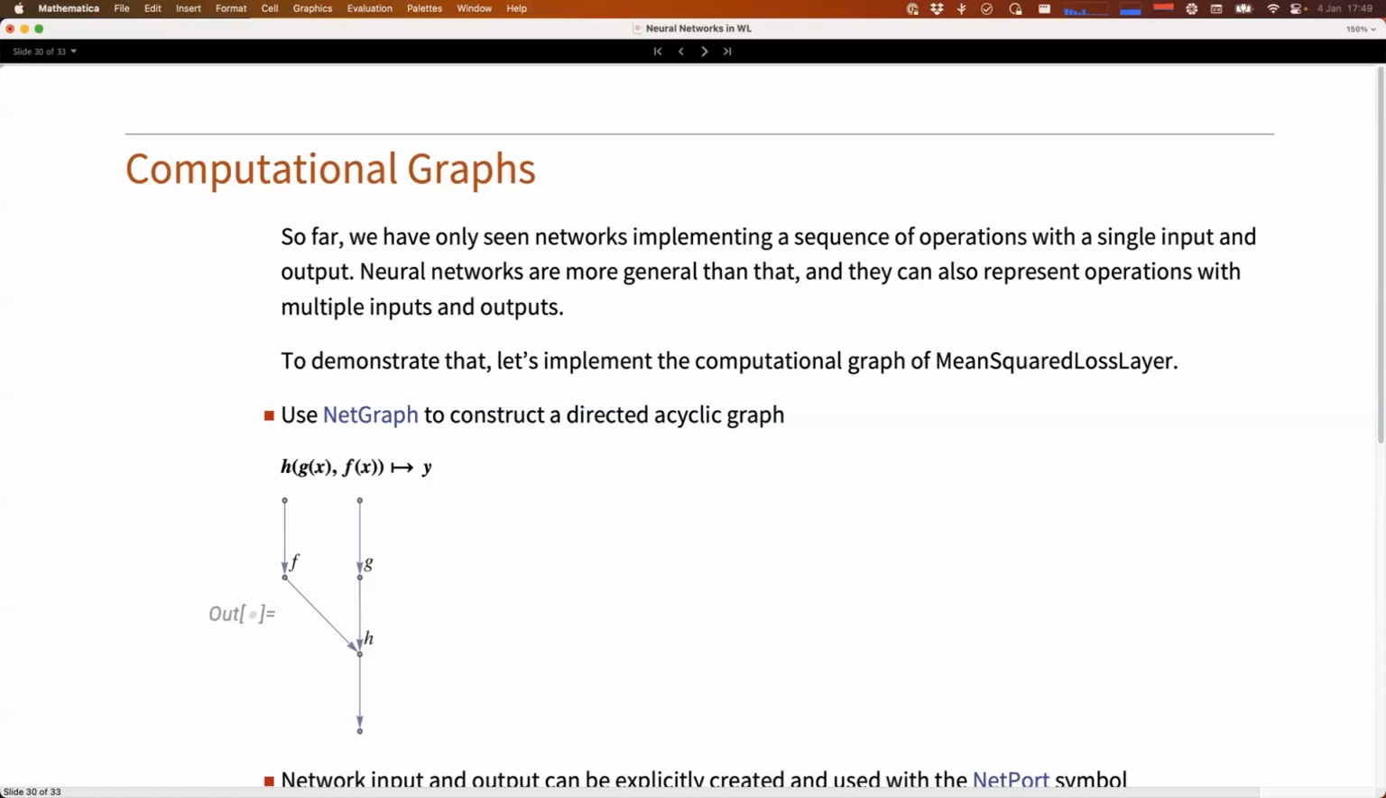Like what we saw so far is sequences of operations. What we put in that chain is the output of a layer or of a function is the input of a subsequent layer. In general, neural networks are graphs. They are technically directed acyclic graphs. Acyclic, never remember how you pronounce that.